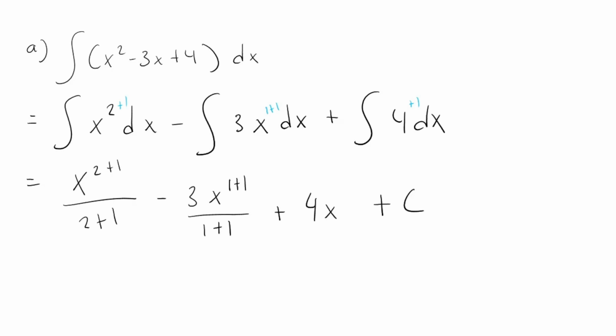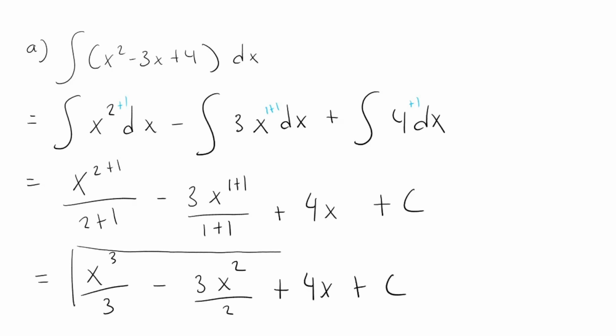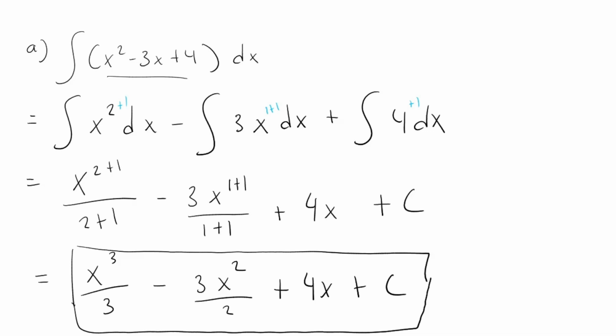Right? So now all you have to do is just simplify this. It would be x cubed over 3 minus 3x squared over 2 plus 4x plus c. And this is your final answer. And if you take the derivative of this, it should take you back to this, right? So if you were to take the derivative of x cubed over 3 minus 3x squared over 2 plus 4x, this should give you this. And that's how you know you integrated properly.